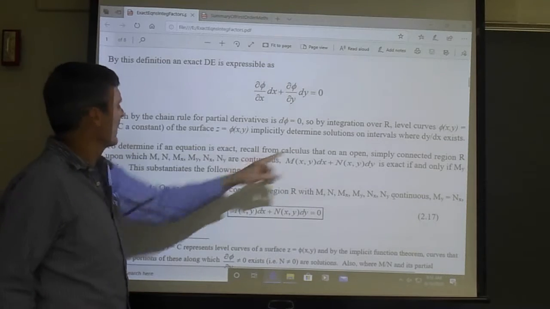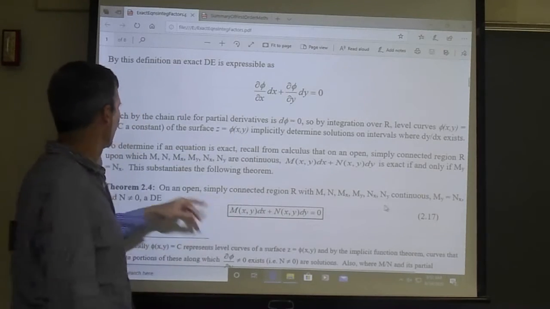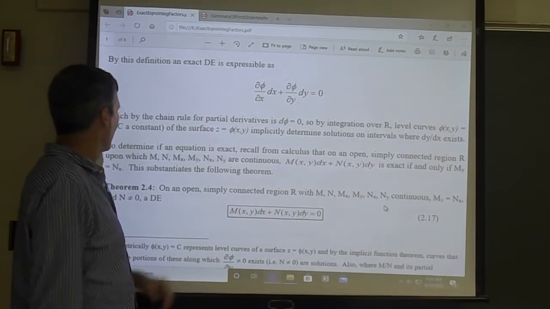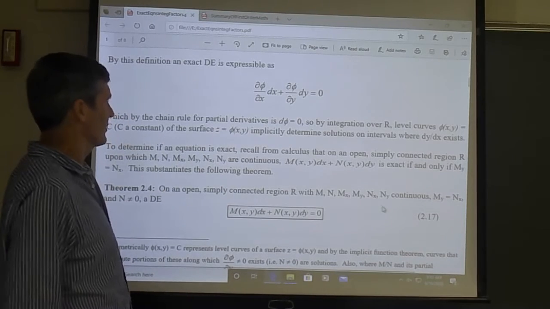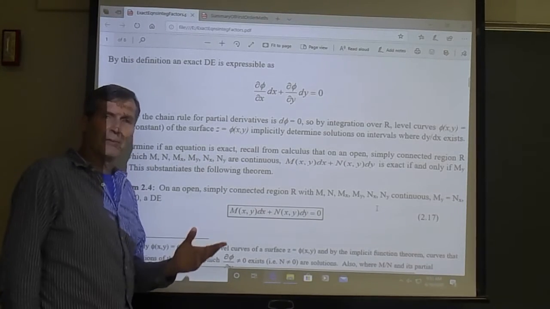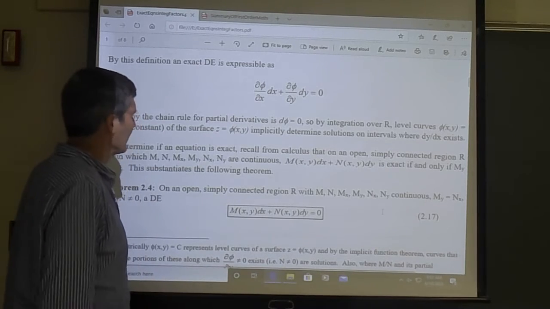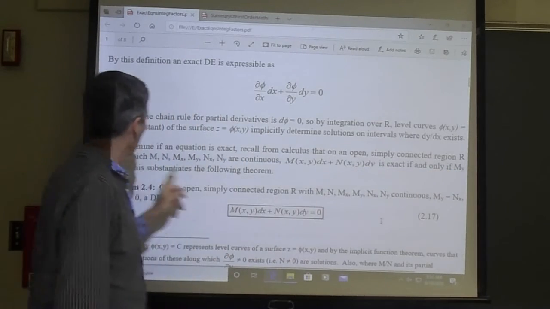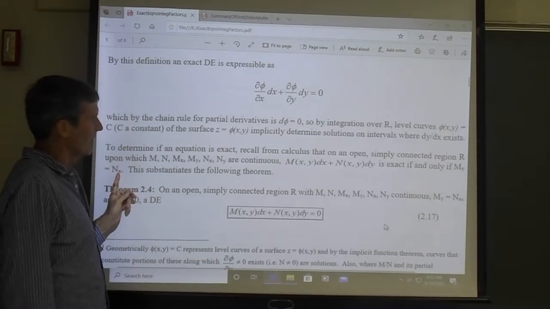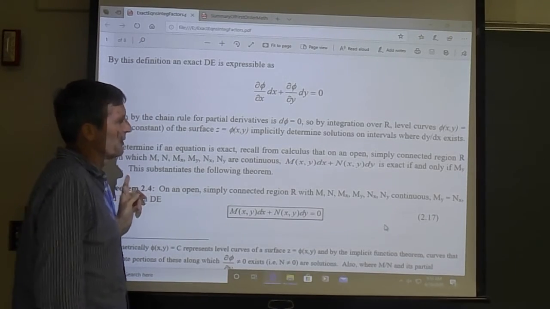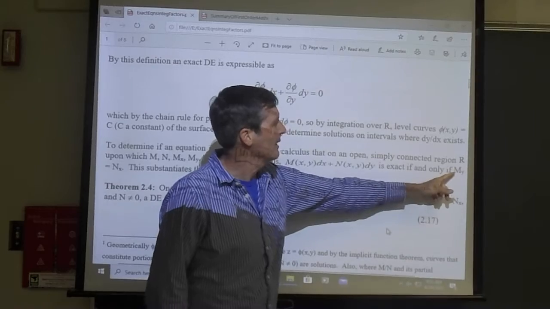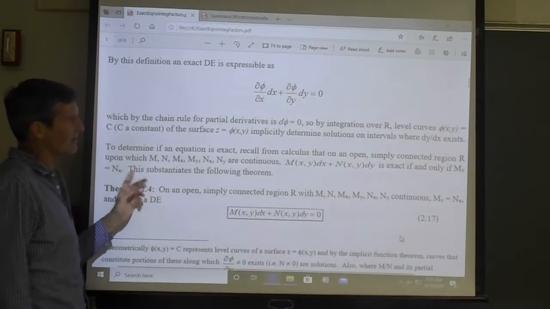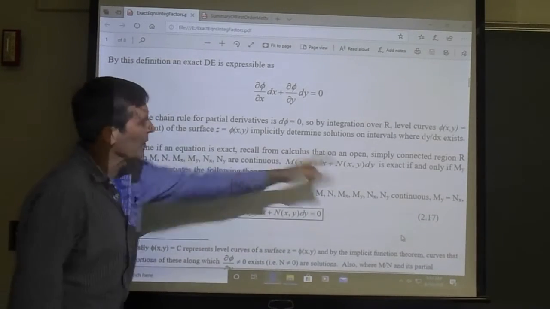On an open, simply connected region R, which will be for us all the time, on which M and its first partial derivatives are continuous, and N and its first partial derivatives are continuous also, it turns out, and you remember this from the end of calculus, this differential will be exact if and only if the partial of M with respect to y is equal to the partial of N with respect to x. The reason you should remember this is if M is d phi dx and N is d phi dy, then this is phi xy, and this is phi yx. This is saying the second partials of phi are equal.